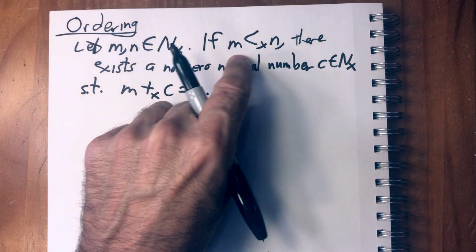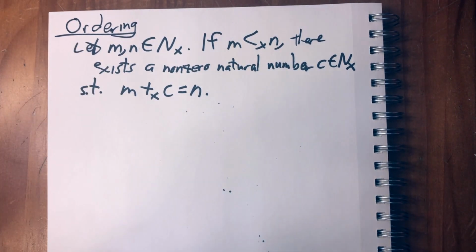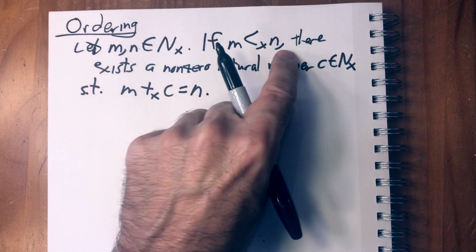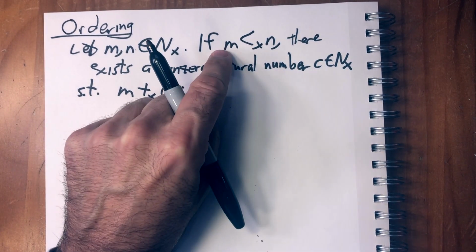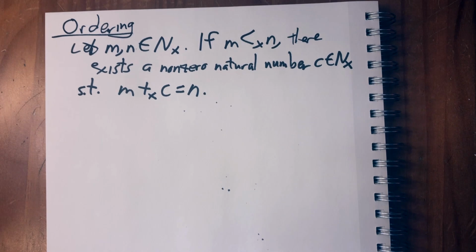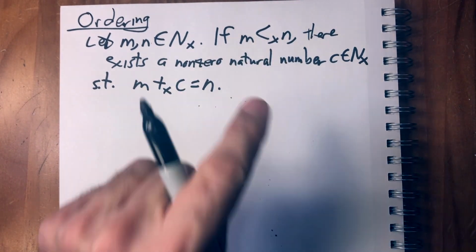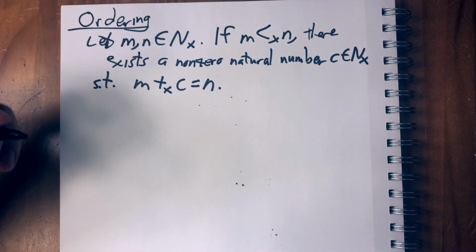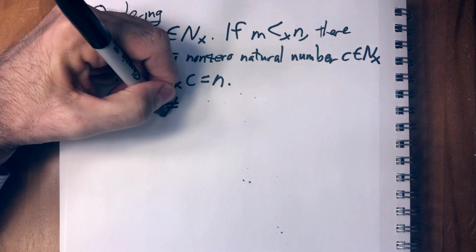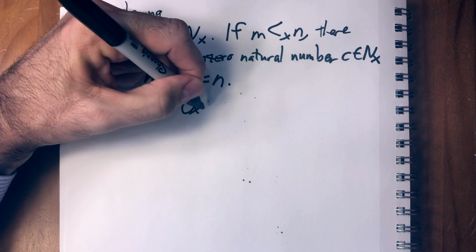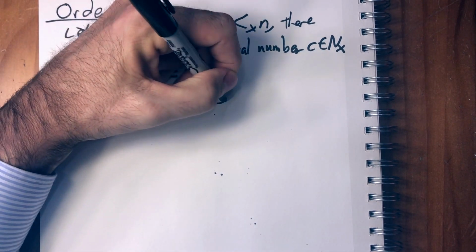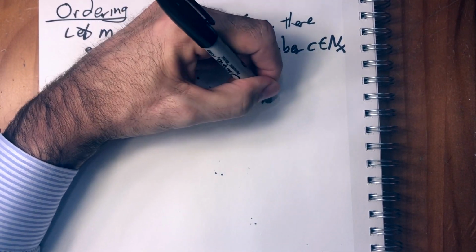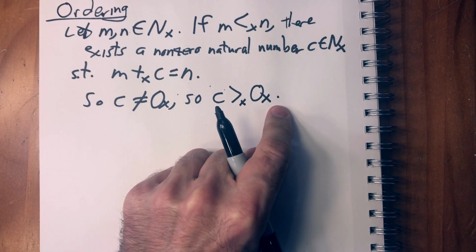What this means is that if m is less than n, we're talking about natural numbers, so the difference has to be a natural number. So there's some natural number c such that m plus that number equals n. And we know since m is less than n, not equal, that c does not equal 0. So it must be that c is greater than 0. So c is not 0.